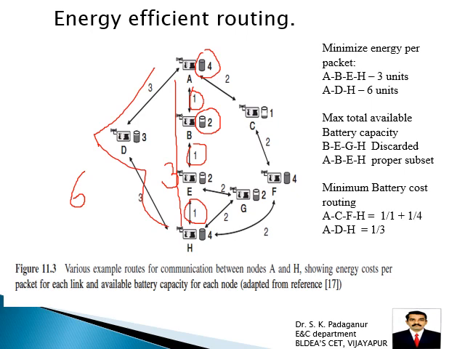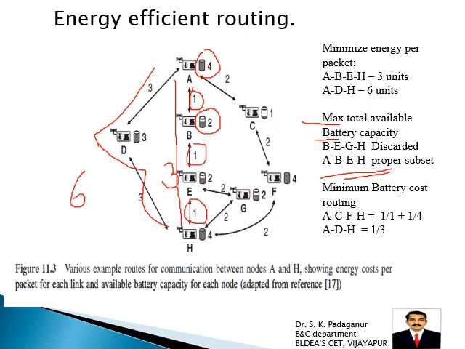In the second one, maximum total available battery capacity, choose that route where the sum of available battery capacity is maximized without taking needless detours. So maximum available power. If you take BEGH, it is unnecessary, because we have to go to G and again come back to H. So the best proper subset is ABH.